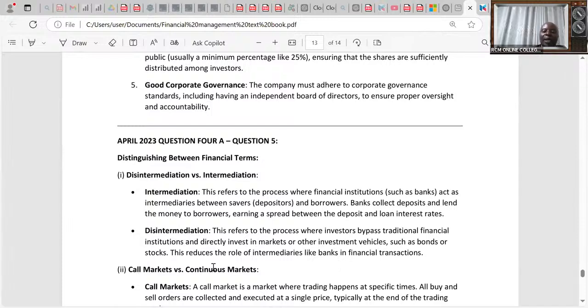And then we have call markets and continuous markets. There is a time when Nairobi Stock Exchange was a call market. And today it's a continuous market. So continuous market means that our shares at the NSE are selling throughout. Now we have automated trading systems. Actually, now with online, you can buy shares at night. You can buy shares anywhere. That's a continuous market.